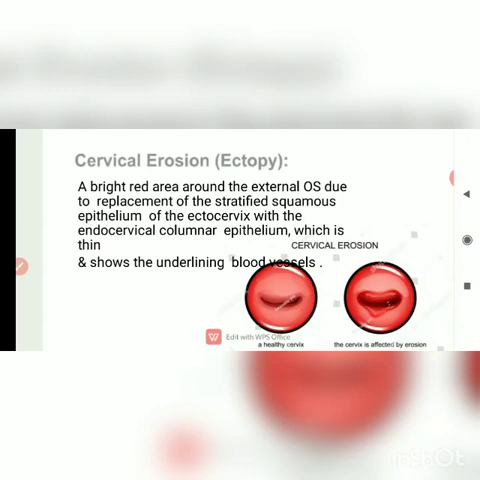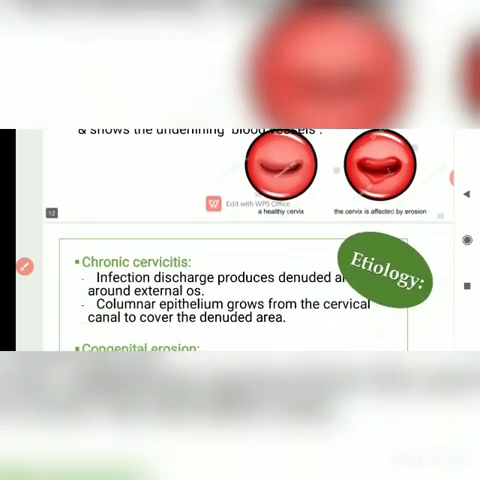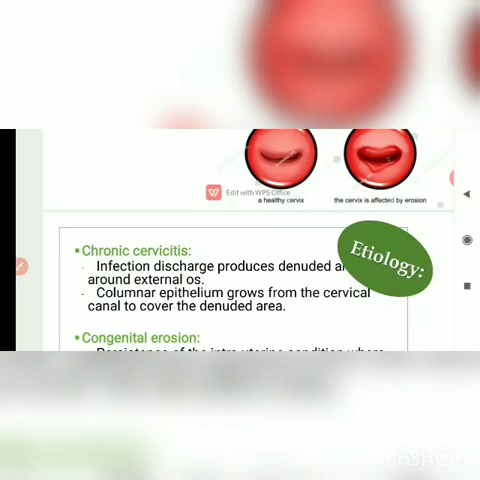So what happens? There is a squamo-columnar junction in the cervix, as you all know. What happens in ectopy is that the squamous epithelium of the ectocervix is replaced by the columnar epithelium of the endocervix. This is what is known as ectopy. In a per speculum examination, it will appear like this. See this? There is a bright red area around the os. Cervical erosions will also look like this.